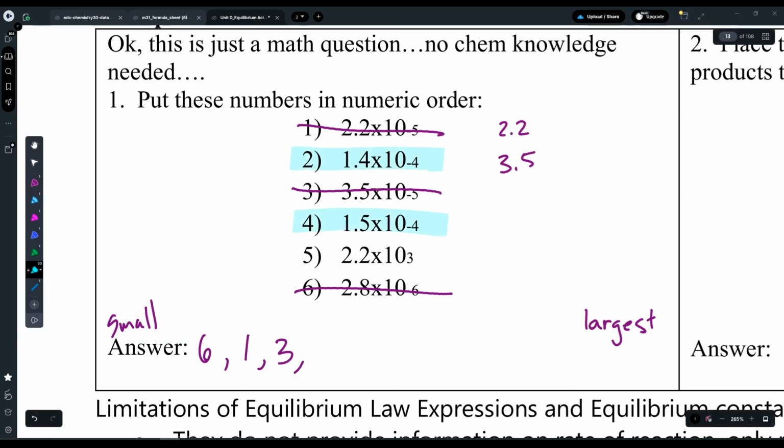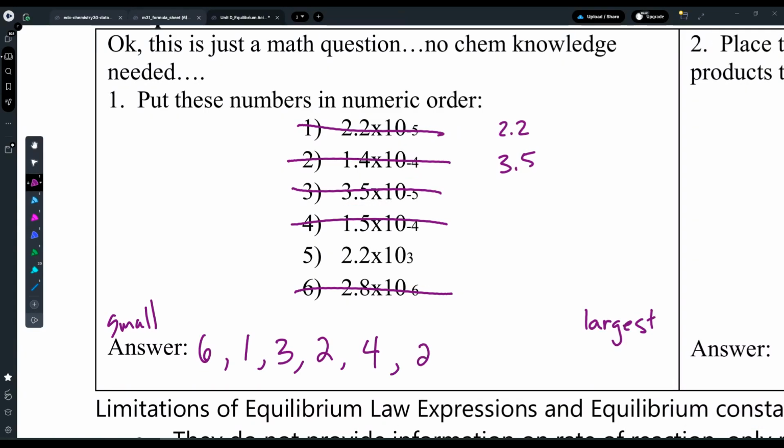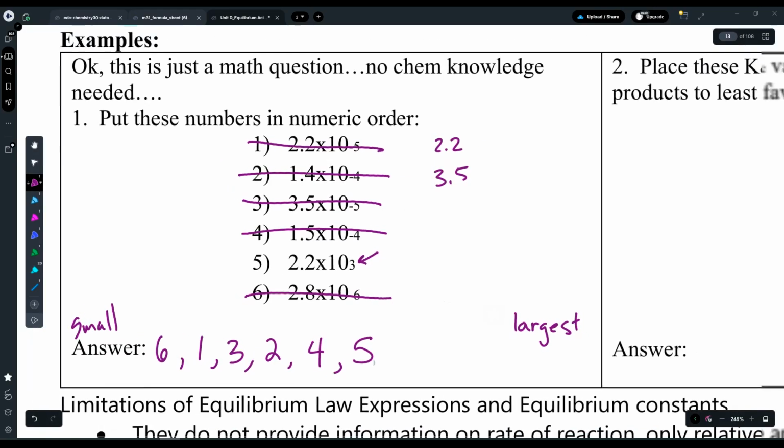Then we're moving on to these numbers. Again, we're comparing 1.4 to 1.5 because both of them are raised to the same exponent here. So 1.4 is smaller. So I'll go number 2, then number 4. That takes care of those two. And then last but not least, we have our 2.2 times 10 to the power of positive 3. So that's number 5. This has a positive exponent, so it is going to be a bigger number than all of our numbers that had the negative exponents.